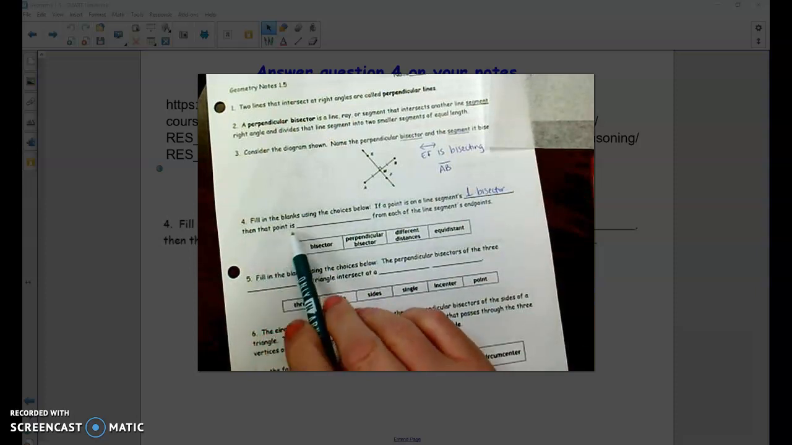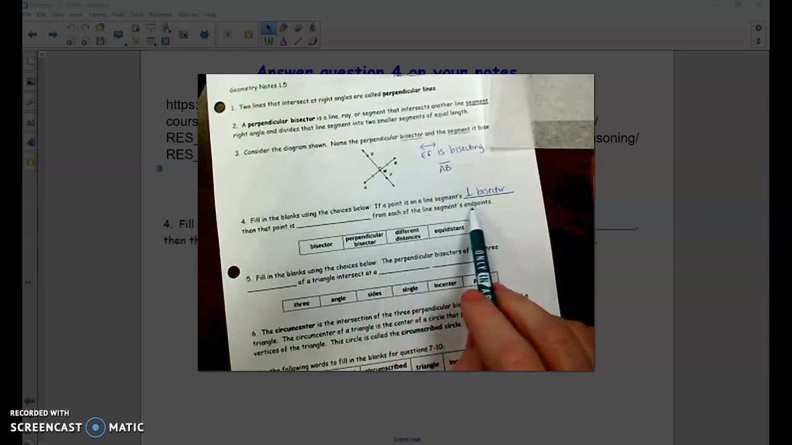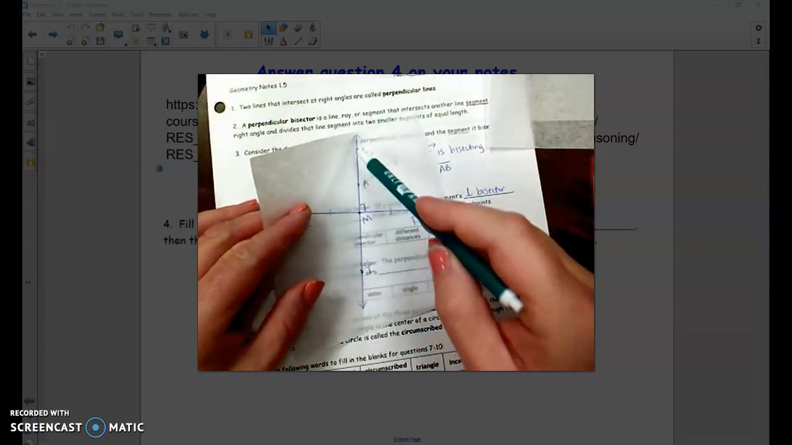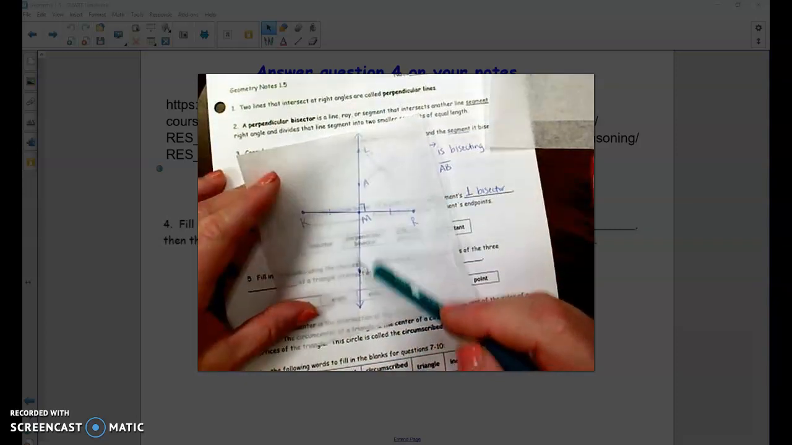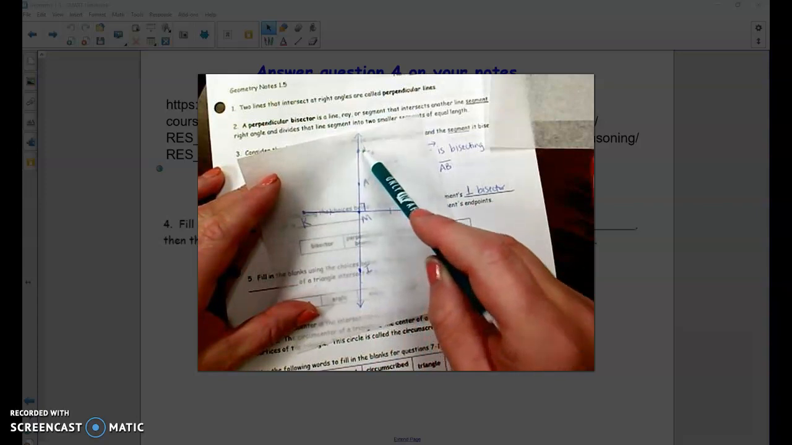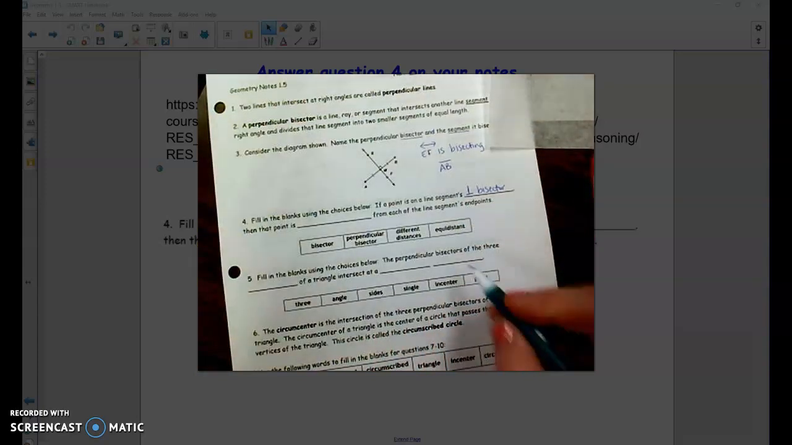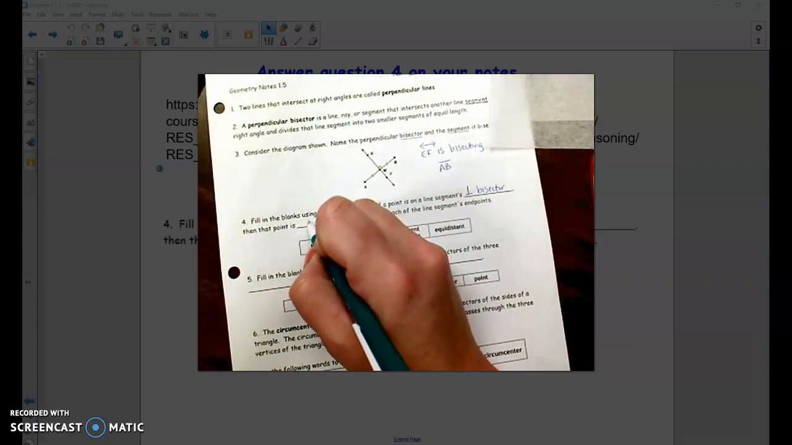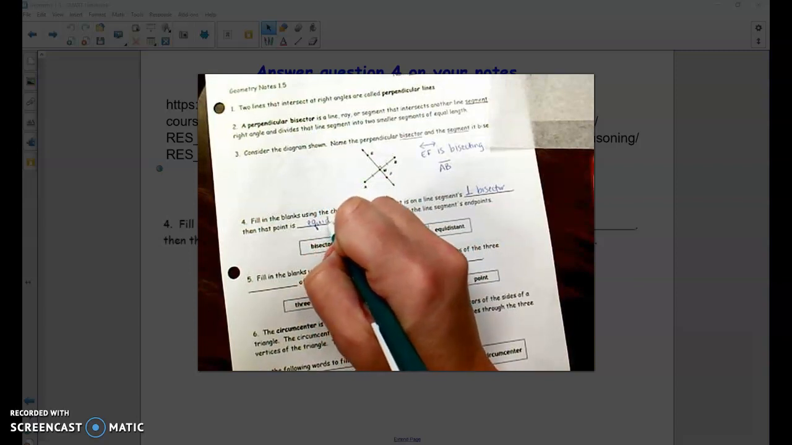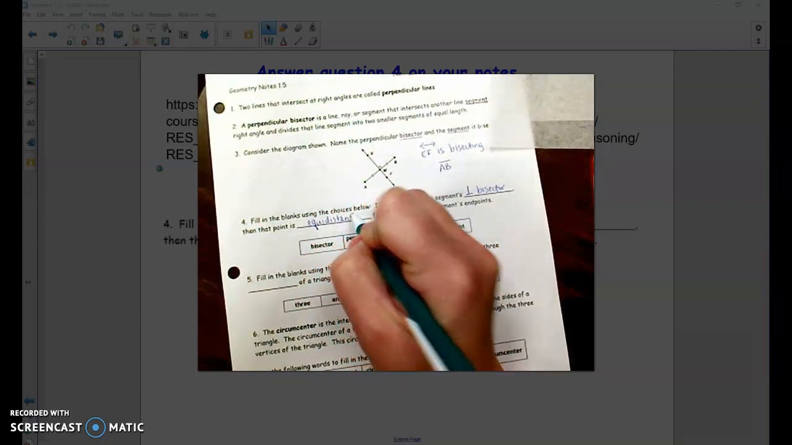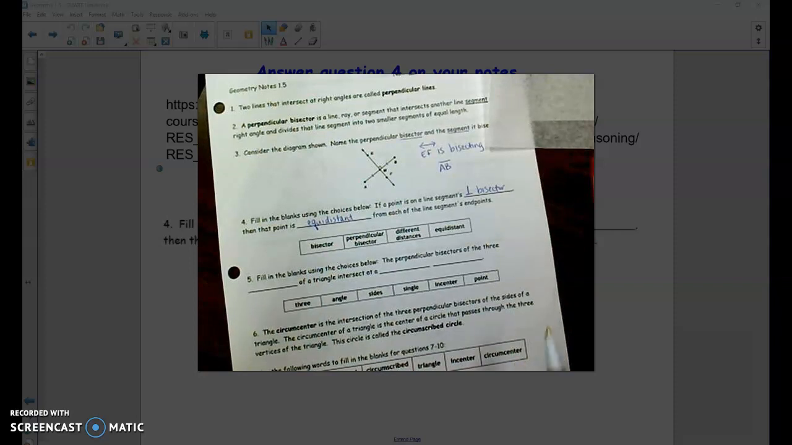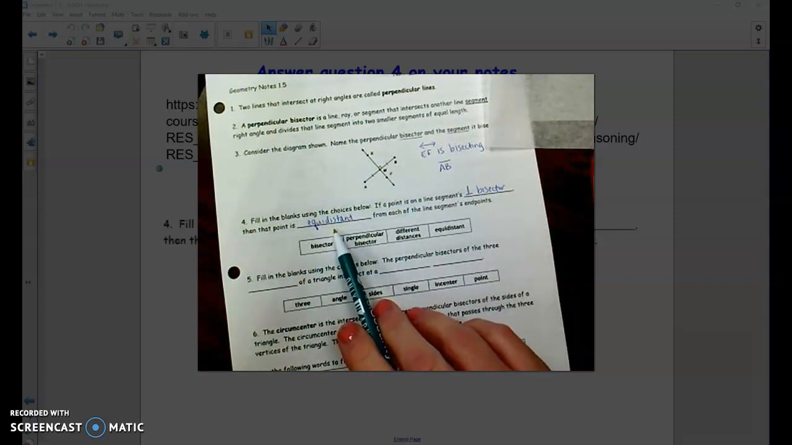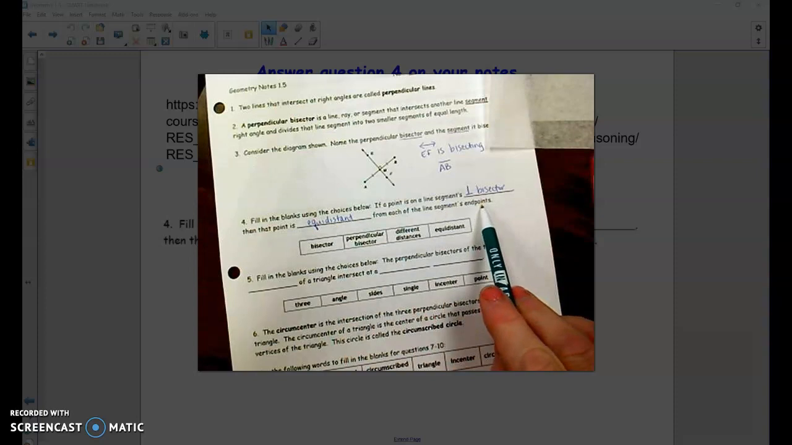Then that point is what from each of the line segment's endpoints. So remember, we learned that all of these points on the perpendicular bisector were the same distance. And we have a word for same distance. It is equidistant. So every point on a line segment's perpendicular bisector is equidistant from the line segment's endpoints.